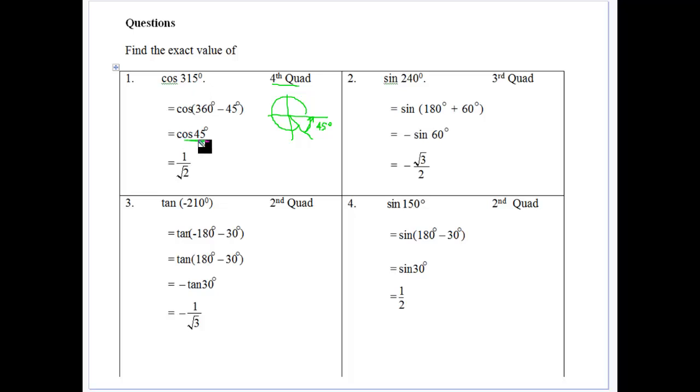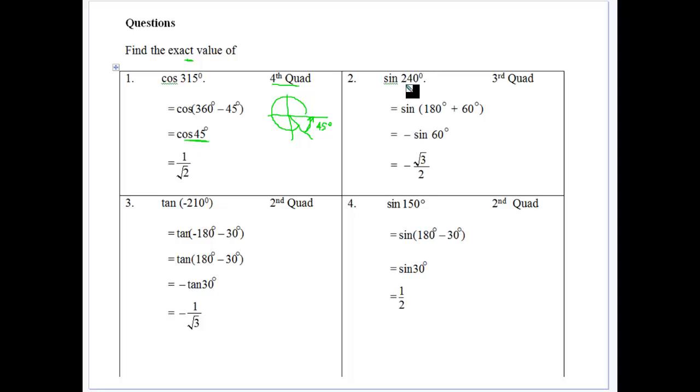Now you could check that answer by throwing it in your calculator. Cos of 45 and cos of 315 will give you the same answer in the calculator, so that's not a problem to check it. But remember, we're looking for the exact value, so we need that exact value like we had in our tables.